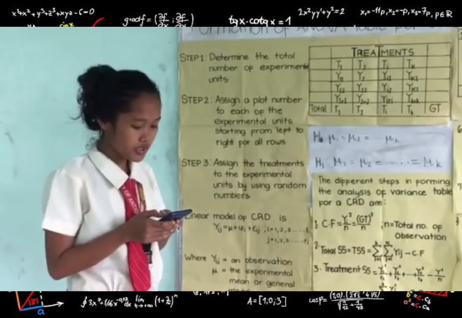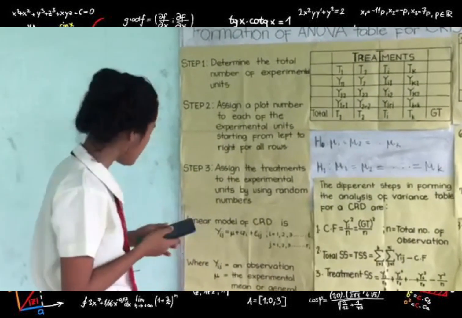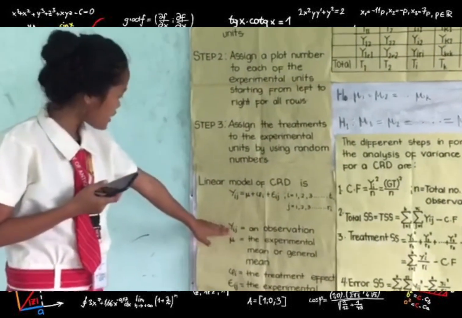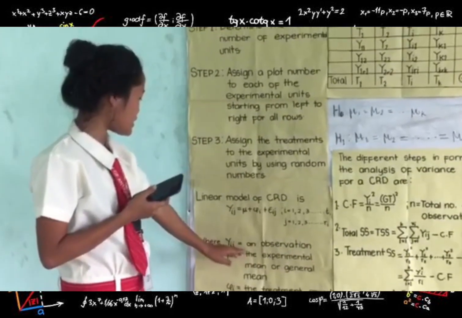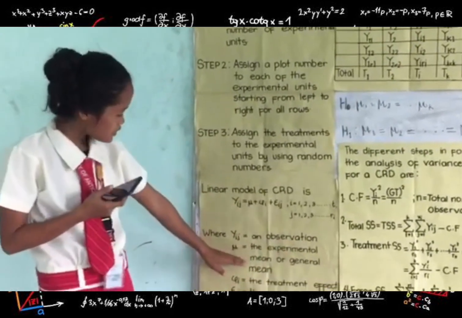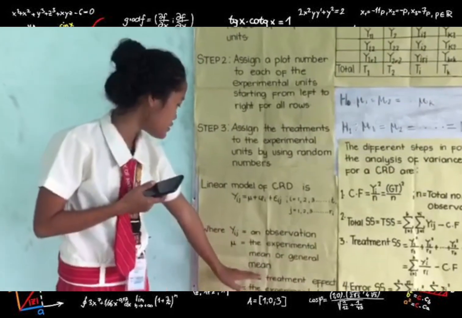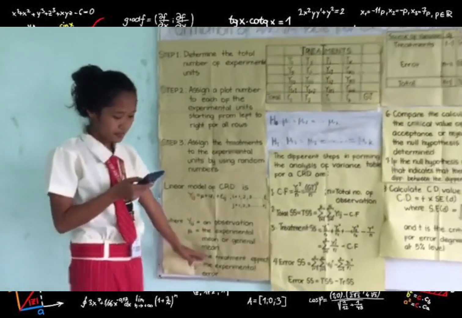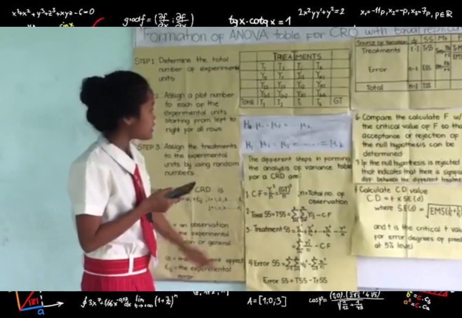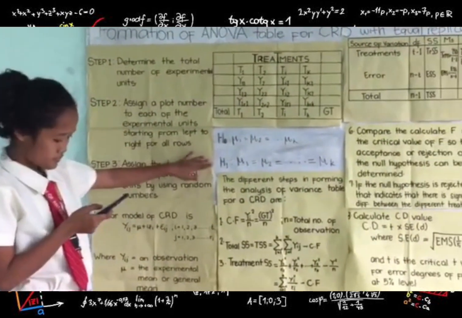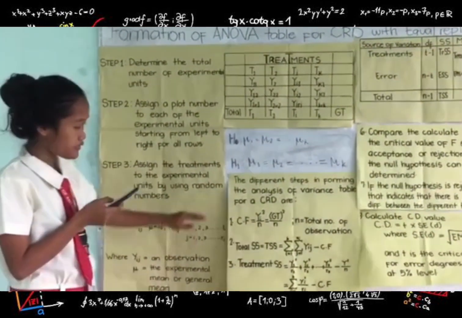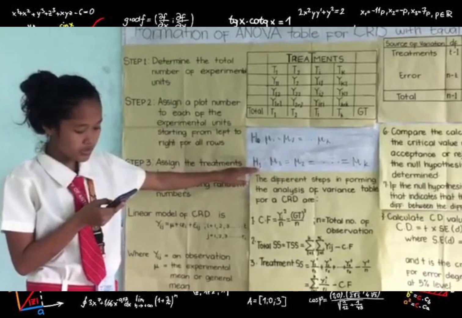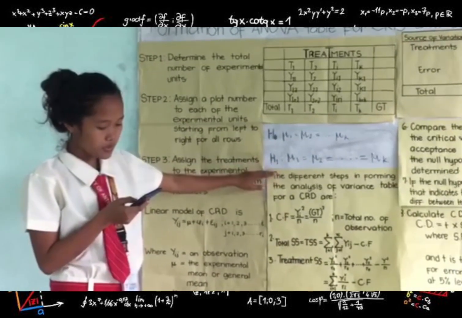The theoretical model for CRD with one observation per unit is the linear model of CRD, where Y sub ij is an observation, mu is the experimental unit mean or the general mean, here we have the treatment effect and the experimental error. The null hypothesis is that there is no significant difference between treatments, and the alternative hypothesis is that there is a significant difference between treatments.